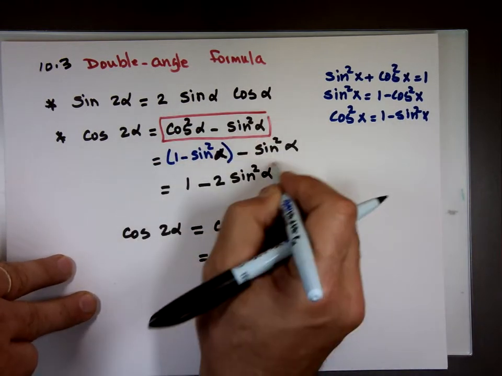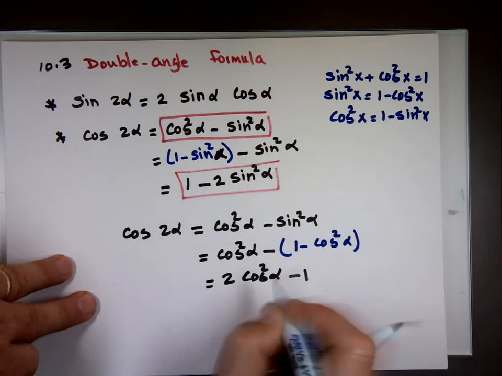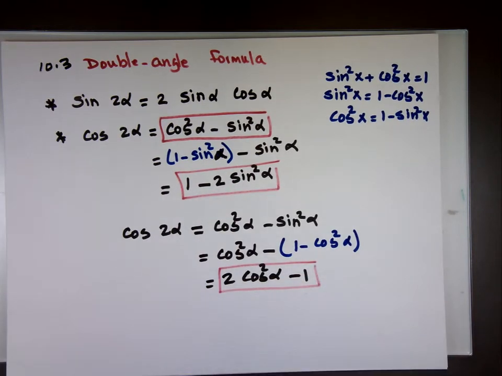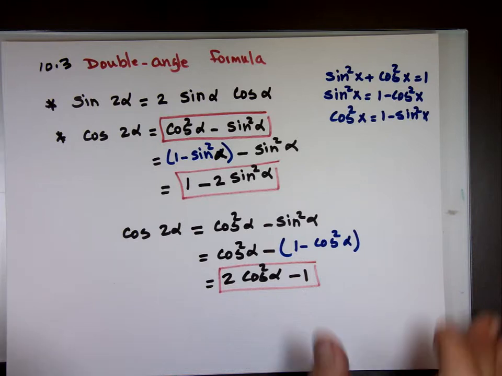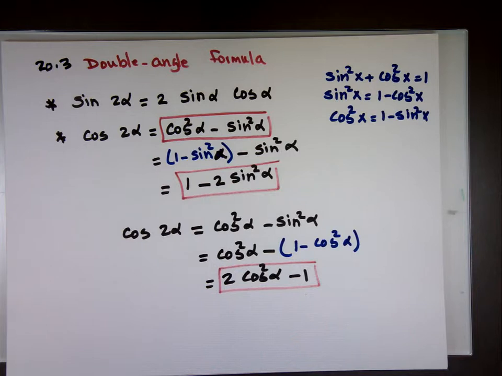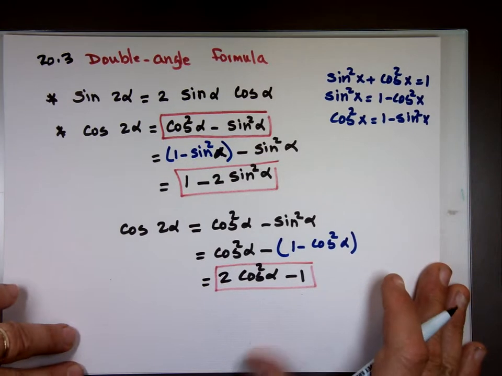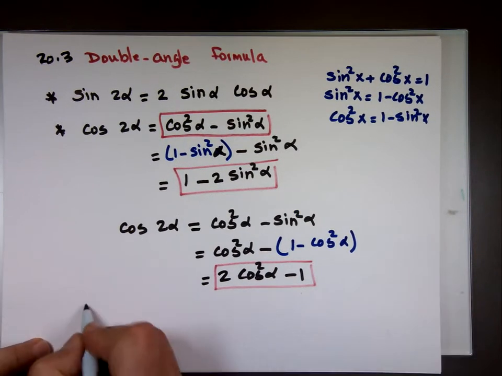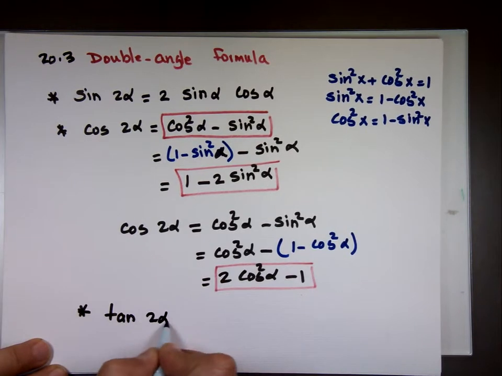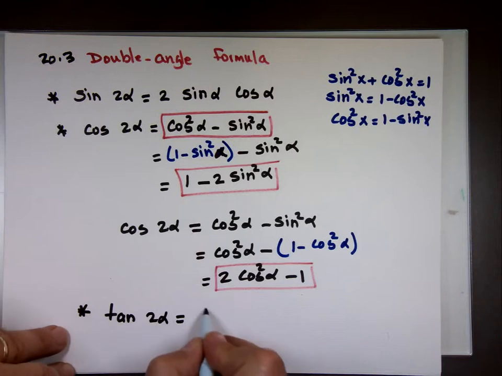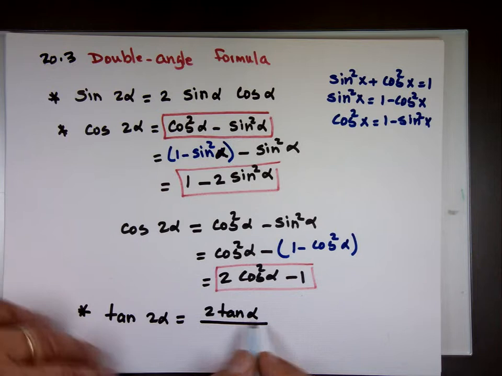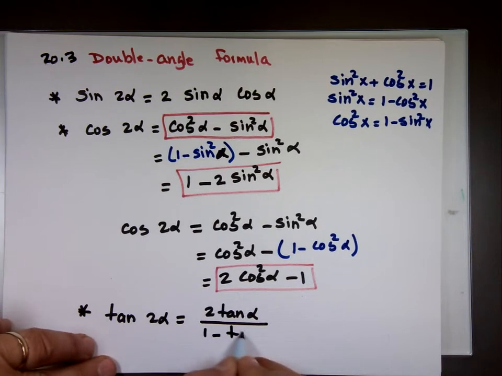You can use this, you can use this, or you can use that for the cosine. You take out that 20.3 up top there. Trying to get you confused there. And the last one is only one of them, for tangent 2 alpha. And that's 2 tangent alpha over what? 1 minus tangent square alpha.